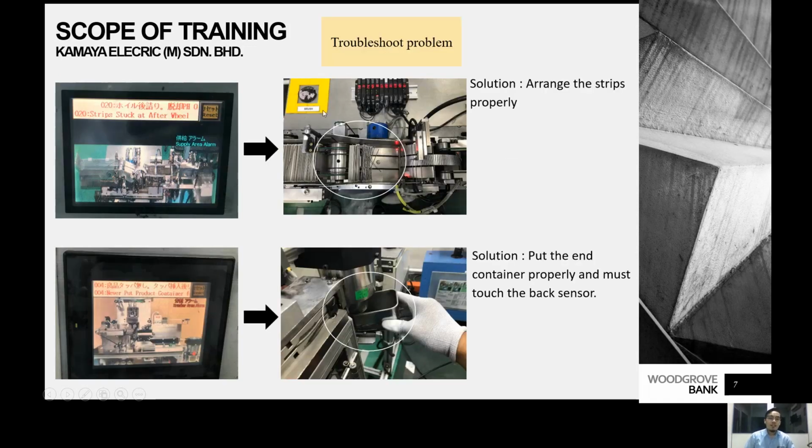When I run the lot on the machine, there may be a problem on the machine, and then I need to troubleshoot the problem by myself. Actually, there is an instruction on the screen of the machine, and from there, I can use the instruction to troubleshoot the problem. For example, the strip is stuck at the after wheel. The wheel cannot bring up the strip, and the solution is I need to arrange the strip properly.